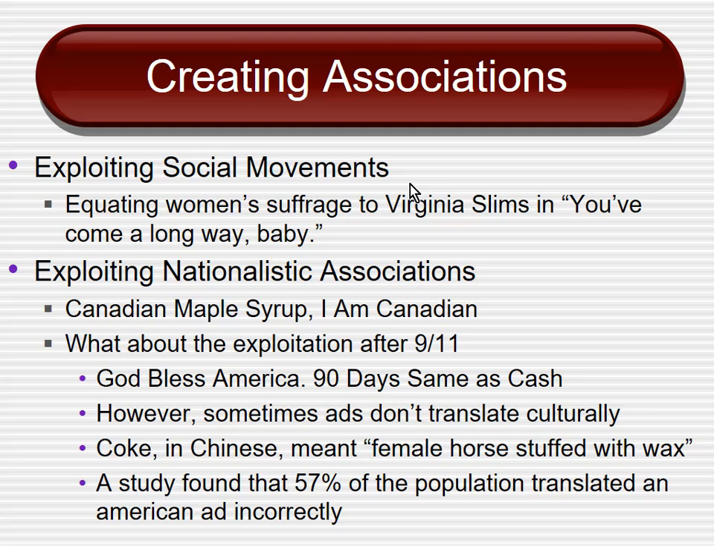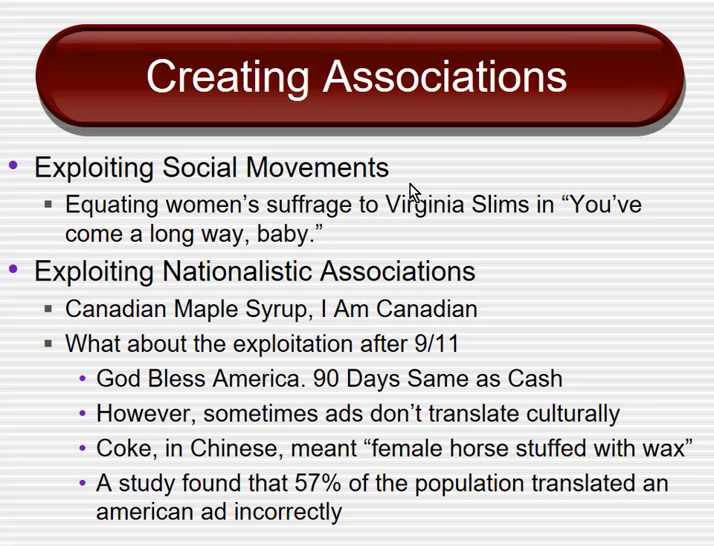Not just social movements, but nationalistic associations. How many products do you see that are sold that have some kind of patriotic tie-in to it? They're using patriotism in the commercial to make you associate that product with good old America, good old USA, right? But we're not the only country that does that. Canada's done it when they try to sell things that they're well known for, maple syrup, for example.